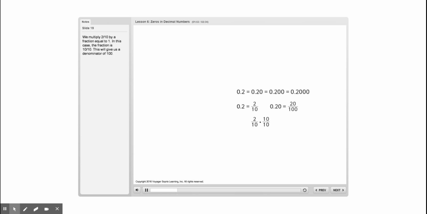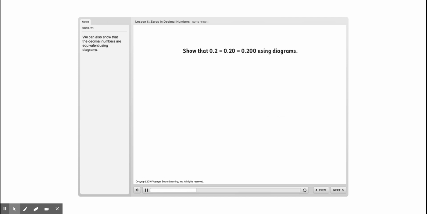We multiply 2/10 by a fraction equal to 1. In this case, the fraction is 10/10. This will give us a denominator of 100. The product is 20/100. We see that 2/10 is equivalent to 20/100.